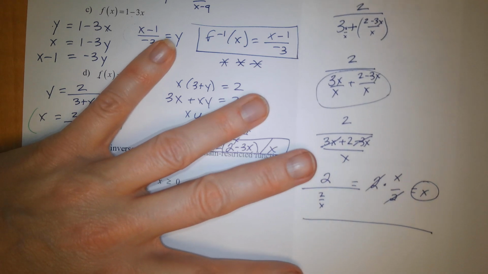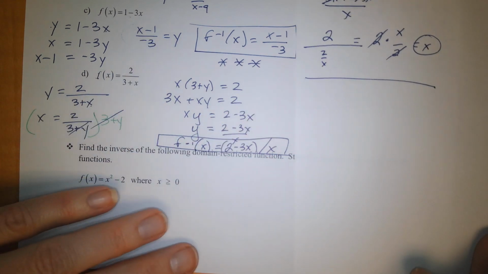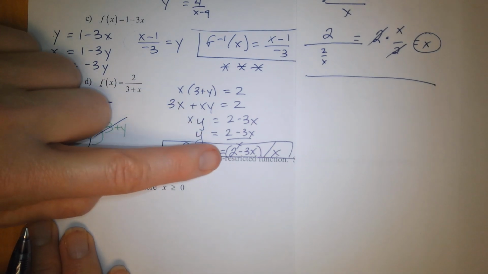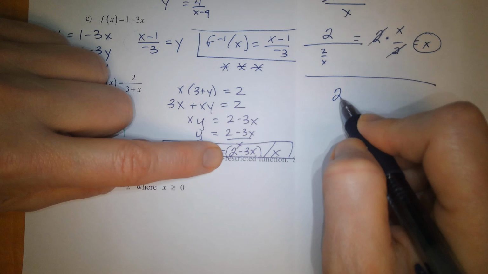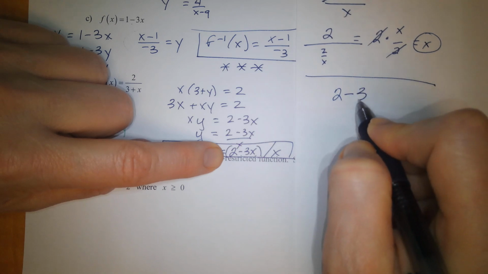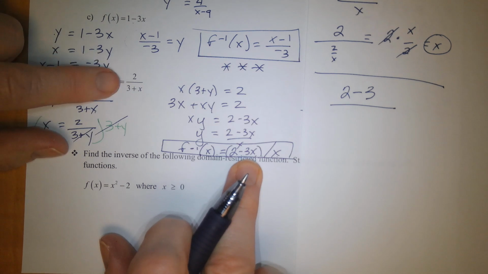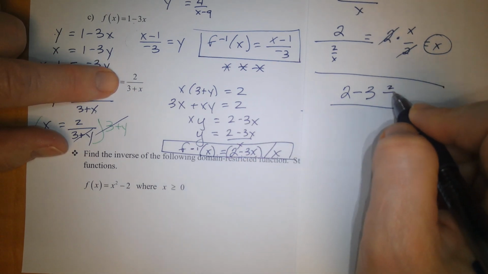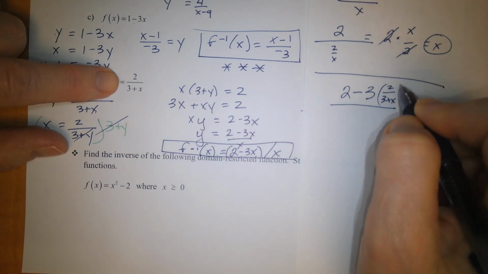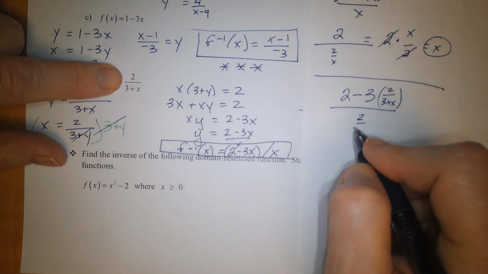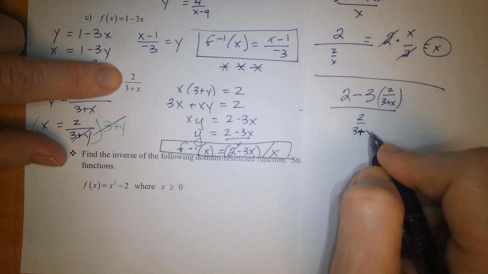Let's also check to see if it works the other way. The other direction, now we're going to take the original function and plug it into the inverse. So the inverse is 2 minus 3x, but instead of x, we're going to use this function here, which is 2 over 3 plus x. And that's divided by x, which again is 2 over 3 plus x.